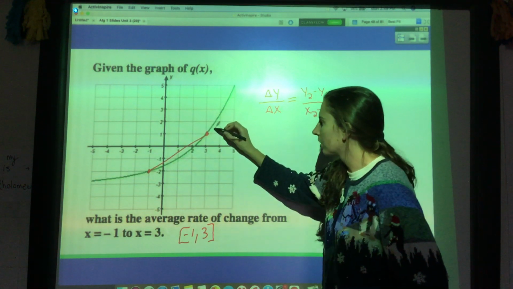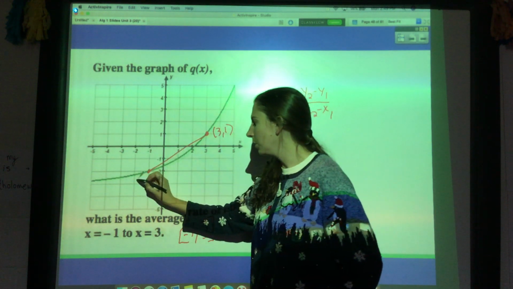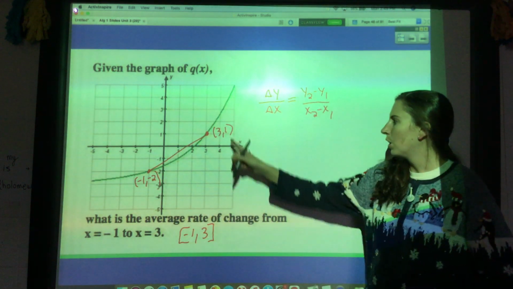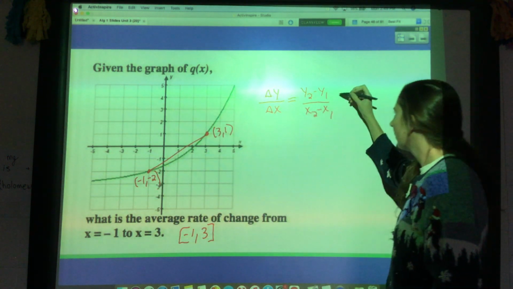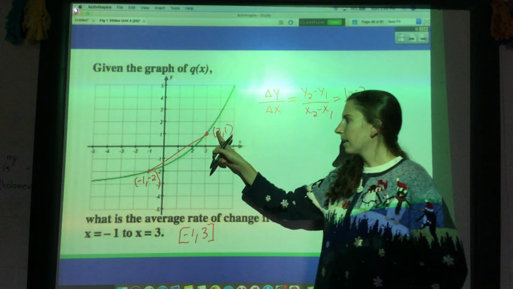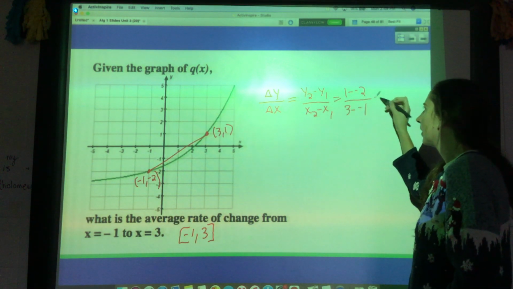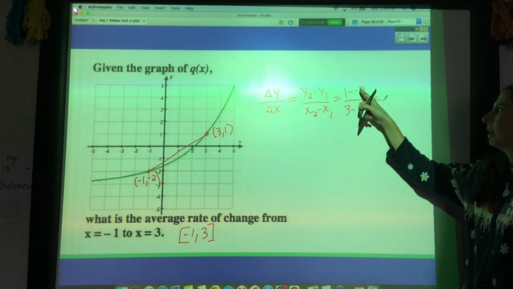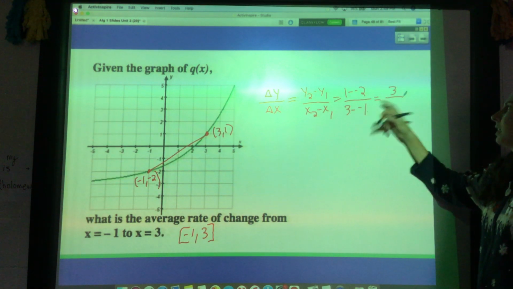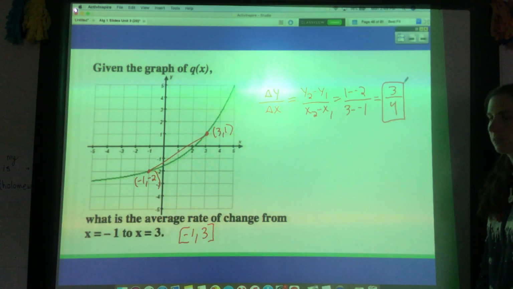Let's use the points first. This is the point (3, 1). This is the point (-1, -2). And so if I want to do y2 minus y1, 1 minus -2, and then x2 minus x1, I get 1 minus -2 is 1 plus 2, which is 3. And this is 3 plus 1, which is 4. And that's the answer. It's the slope, 3/4.